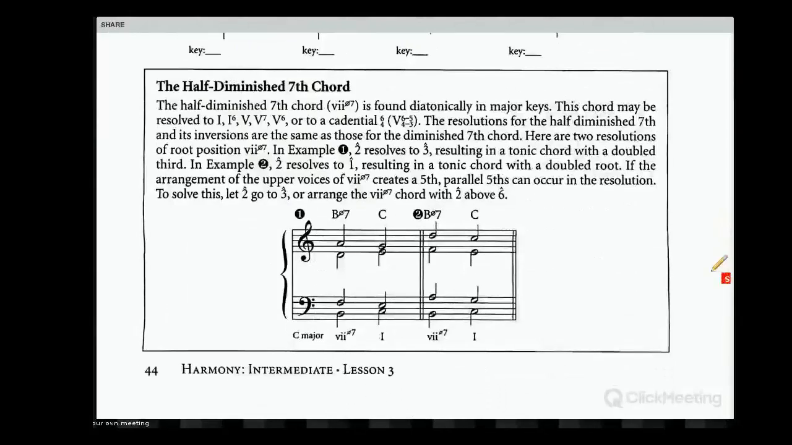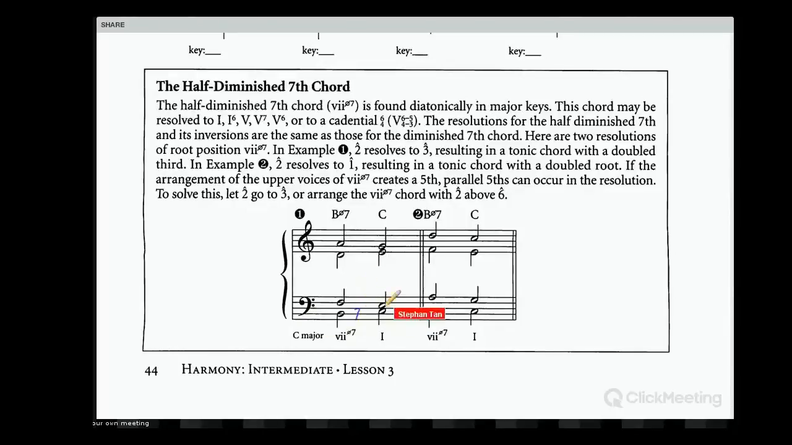All right, now let's move on to the half diminished seventh chord. The half diminished seventh chord is found diatonically in major keys. This chord may be resolved to 1, 1-6, 5, 5-7, or 5-6, or to a cadential 6-4. Now, here's the easy way: the thing about this is that you may use the exact same number pattern.